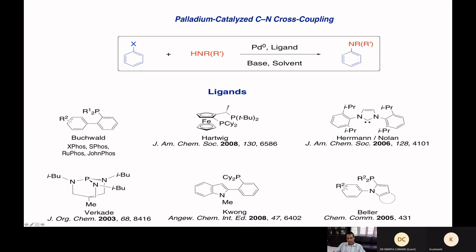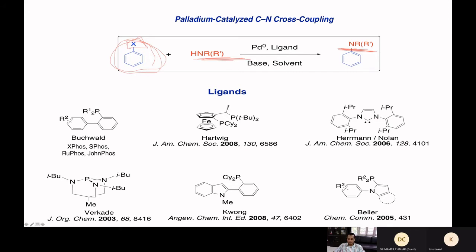Now let's look back at this important reaction. What we are looking at here is a simple reaction where you take an aryl halide, like ARX. This X could be chloride, bromide, iodide, triflate, you name it, different good leaving groups can be there, and an amine to give you a secondary or tertiary amine. If you have a primary amine to start with, you get a secondary amine. If you start with a secondary amine, you get a tertiary amine.